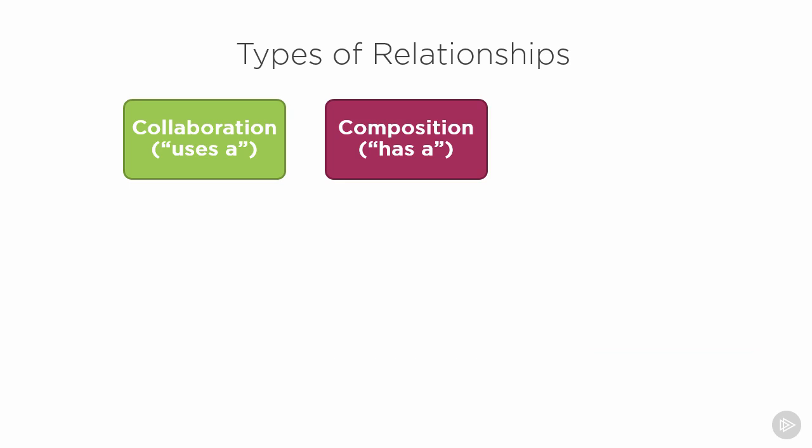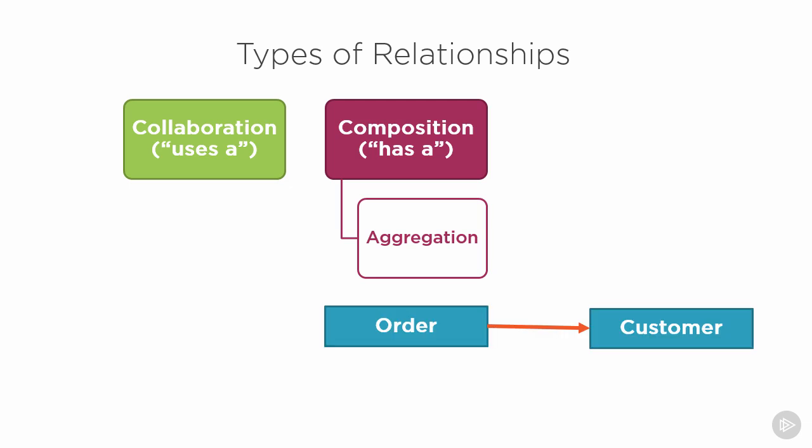You may see the has a relationship broken into two distinct categories. Aggregation, when an object is composed of multiple objects that can exist outside of the relationship. For example, an order has a customer, but a customer can exist without the order. The relationship is simply aggregating, or bringing together, the objects for a purpose.